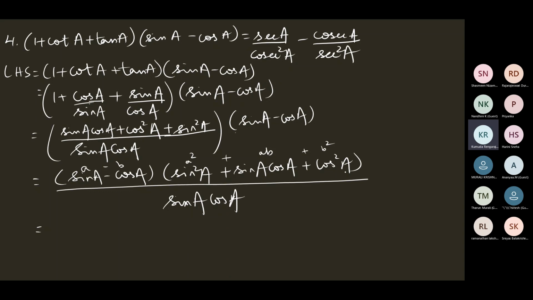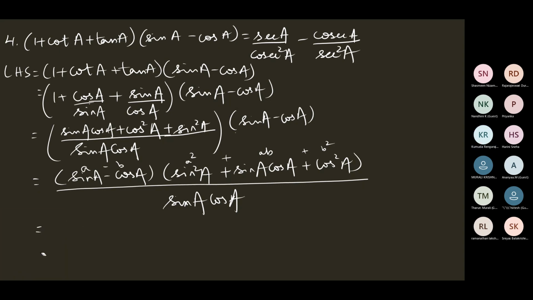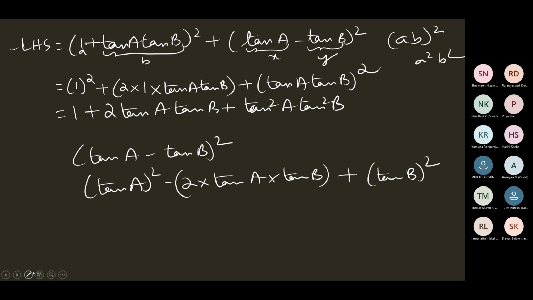A minus B into A square plus AB plus B square is A cubed minus B cubed, which is nothing but, you can write it directly, sine cubed A minus cos cubed A, divided by sine A cos A. Now, what is the RHS? Secant A by cosecant square A minus cosecant A by secant square A. Fine. So we'll work with this.